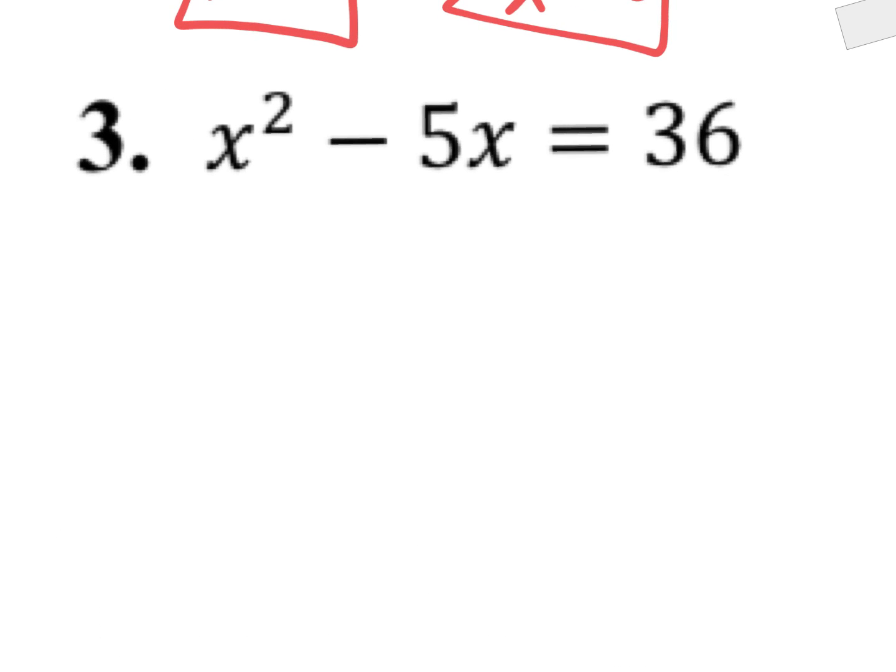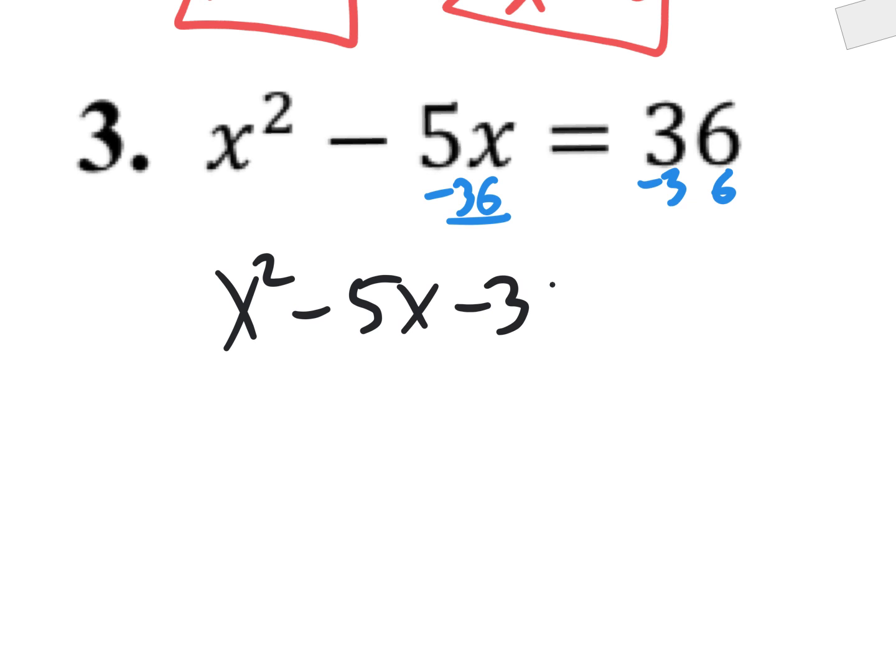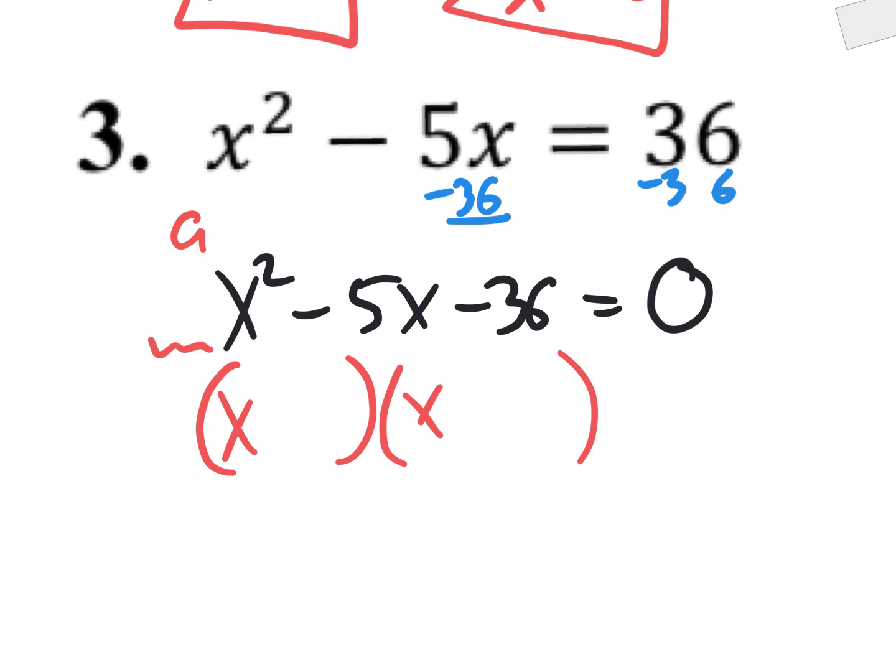What's the problem with this one? It equals 36, and we want it to equal 0. I mean, for us to use the zero product property, we need it to be equal to 0. Yeah, so let's subtract 36. We have x squared minus 5x minus 36 equals 0. And now, because the a value is 1, we could try to do this.